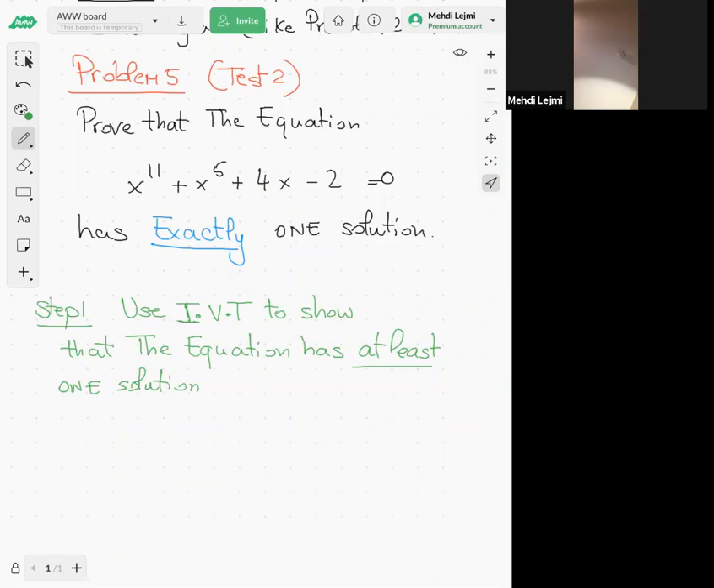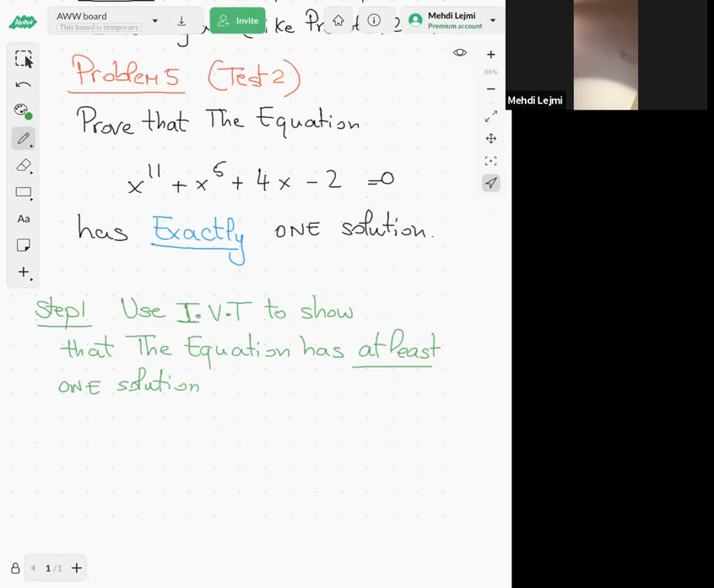But anyway, how do we do this first step? Well, we have to use the intermediate value theorem. The idea of the intermediate value theorem is the following. If your function f has 2 values with opposite sign, like a positive value and a negative value, then to go from positive to negative or from negative to positive, your function has to cross the x-axis. So it means that your function f is going to have at least one solution.